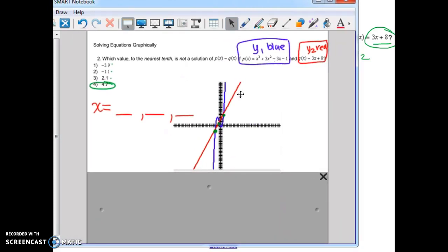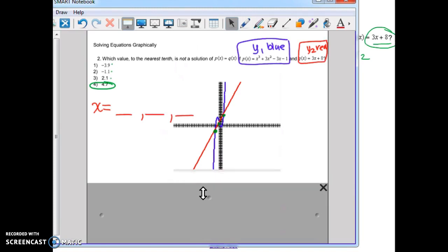If I graph, here I have this in blue is the p of x function, and in red I have my q of x function. So you see this line is crossing through my polynomial in 3 spots. So we need to look, and they're asking us which value is not a solution. So negative 3.9 ends up being a solution.